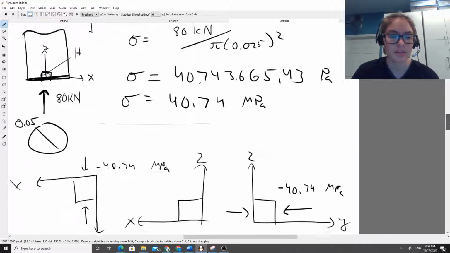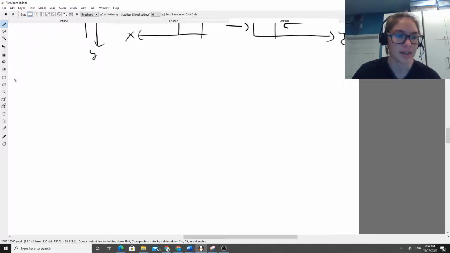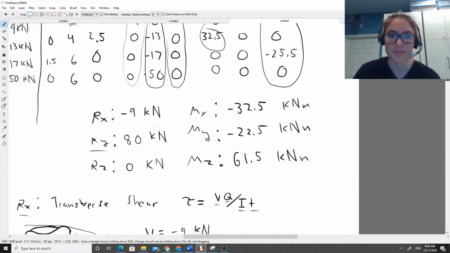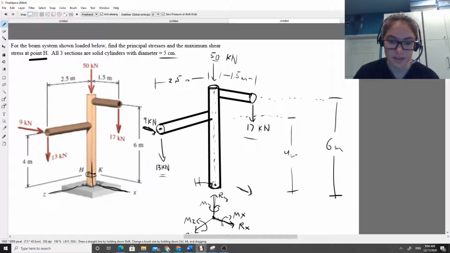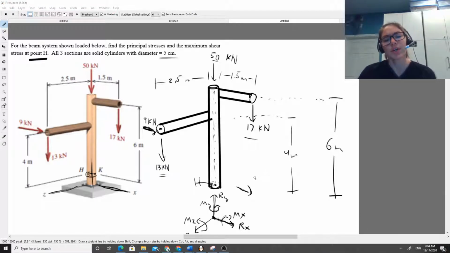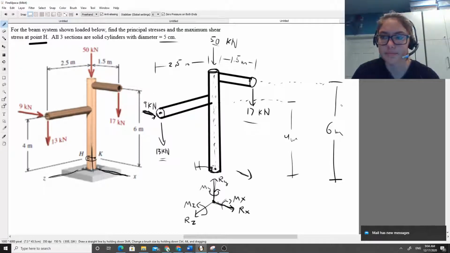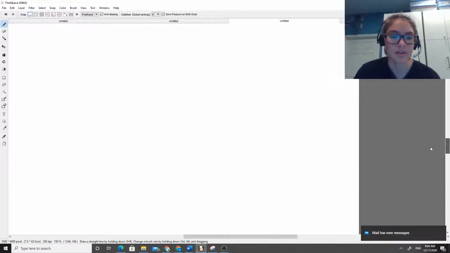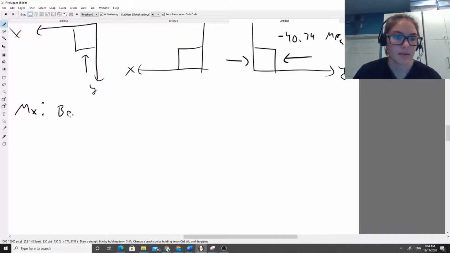So let's go ahead and label this mx here. We'll say, okay, mx. Now let's take a look at how mx is actually operating in this FBD. So mx is a moment. It's actually not acting in the longitudinal direction as my is. It's a moment acting in the lateral direction. So that means this is going to create a bending stress. Come down here. Bending stress. And the equation we're going to be using for that is my divided by I.